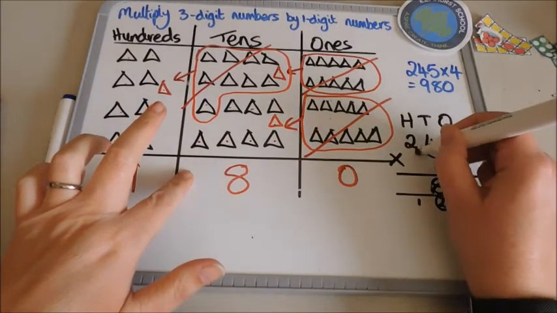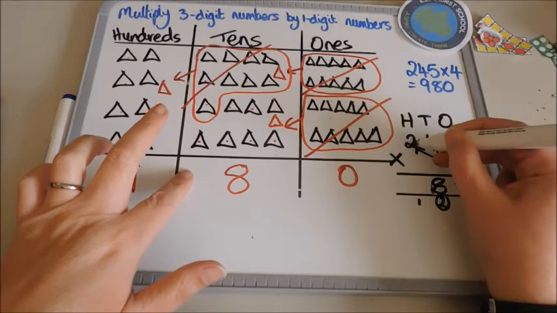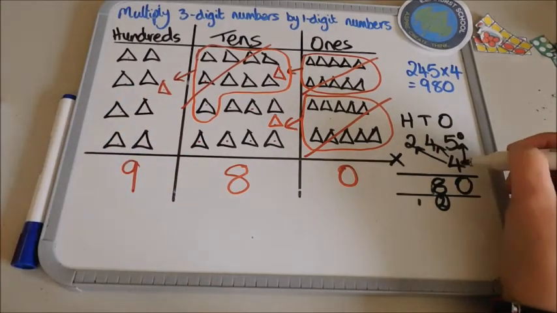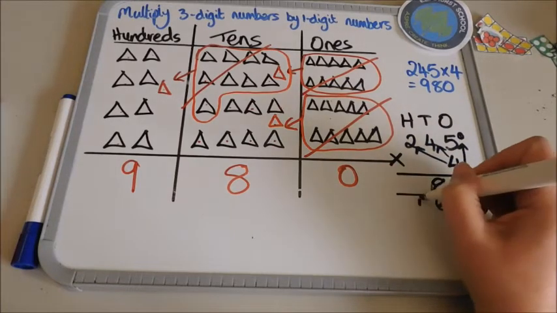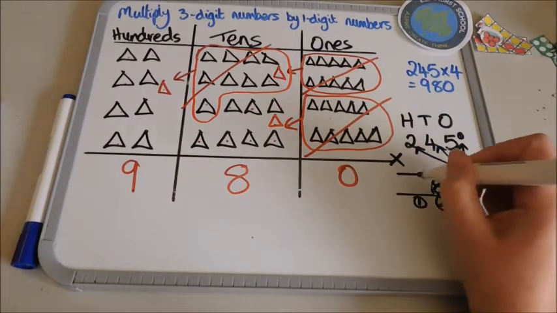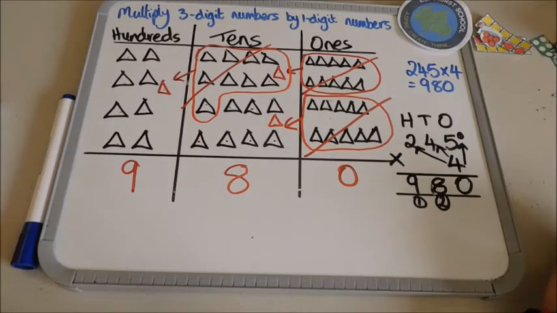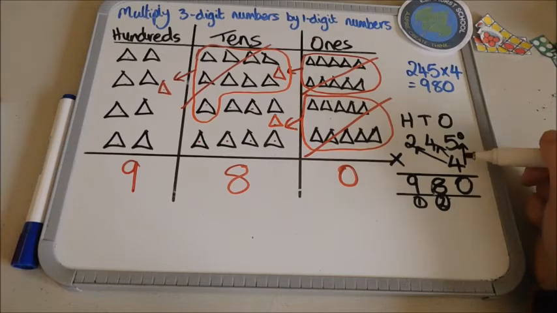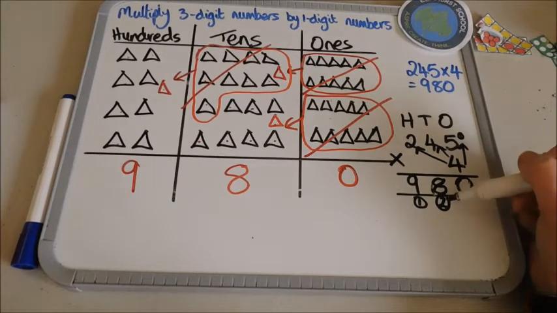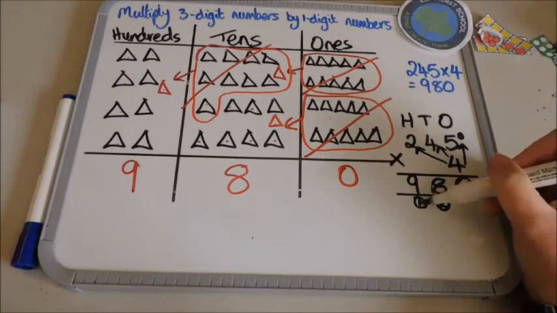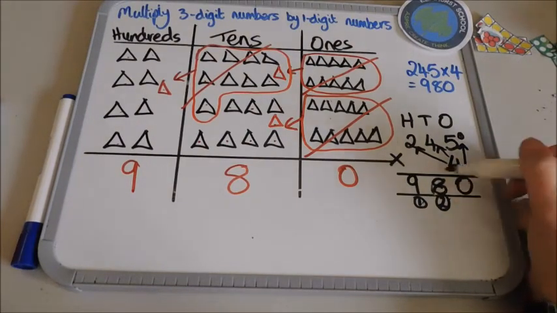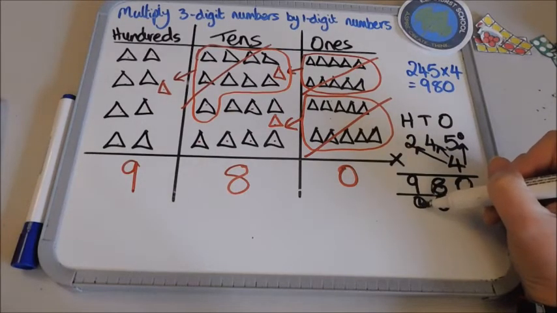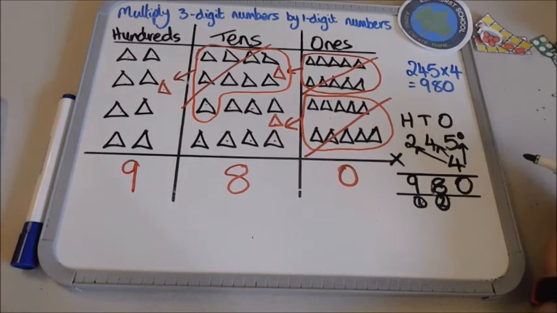Now we go to our hundreds, and we do 4 times 2, lots of 100, 4 times 200. 4 times 2 is 8, plus that 1 is 900. So 4 times 5 is 20. 4 times 4 is 16, plus that 2 is 18. There's the 18. And then 4 times 2 is 8, plus that 1 is 9, 980.